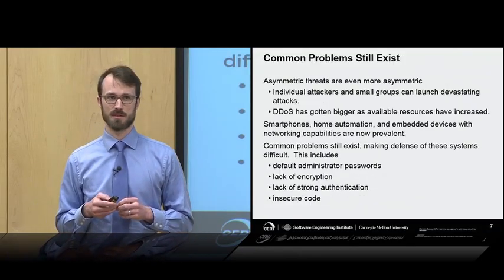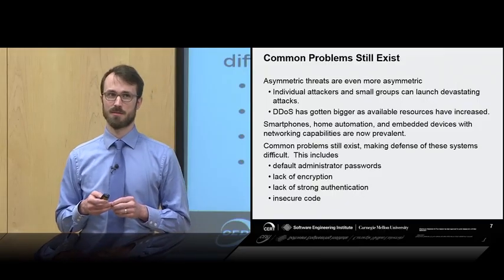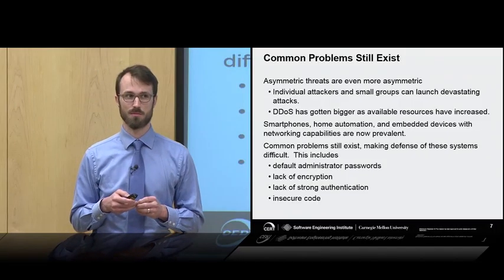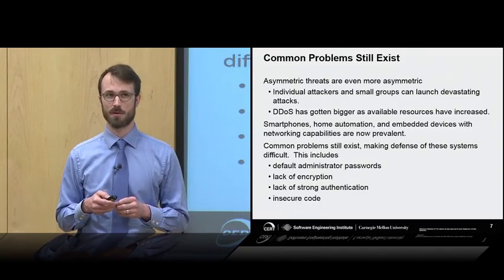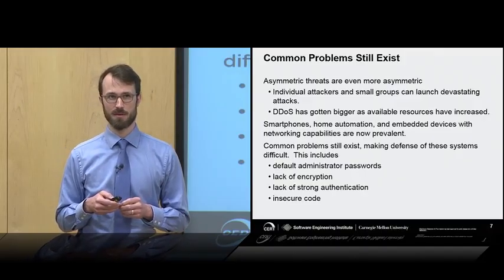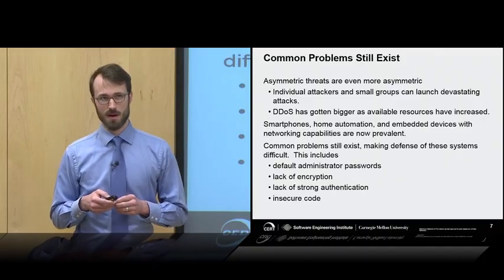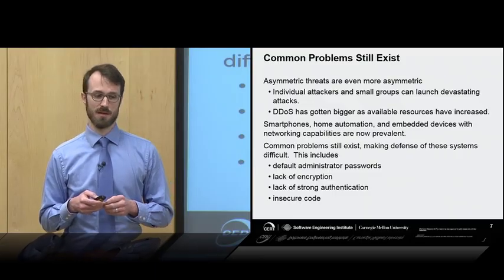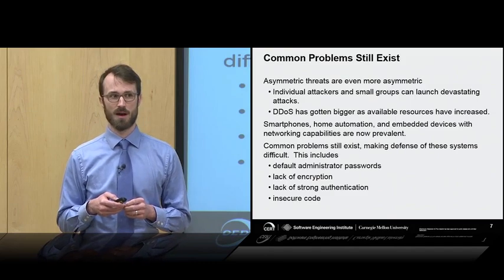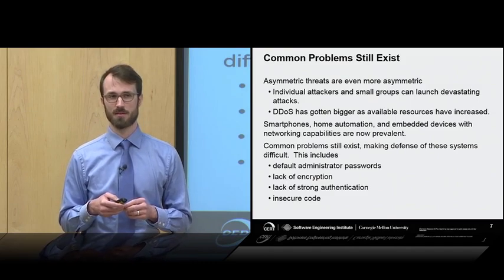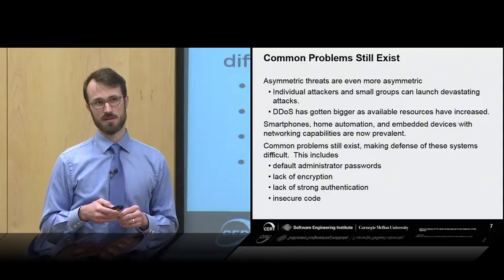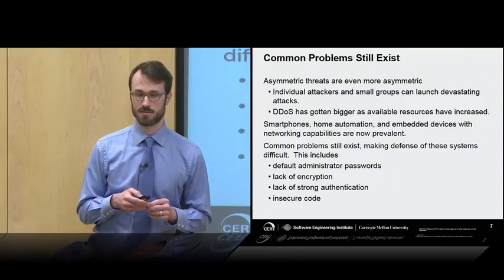Common problems still exist. The asymmetric attacks that your companies are dealing with from both small and large hacking or criminal organizations are still there, and they're getting better at them, and smaller groups can do them. You don't need to be a group of 25 hackers to buy a toolkit off of an underground forum and attack someone. In addition, denial of service has gotten bigger as available resources have increased.